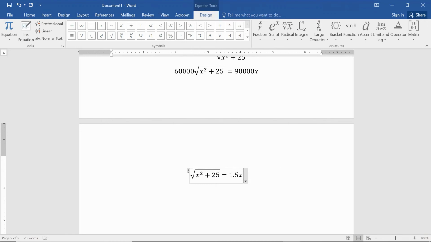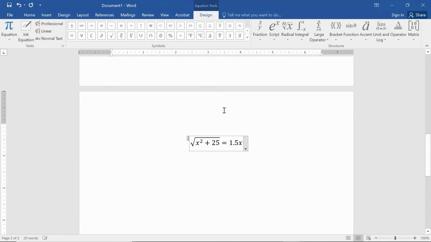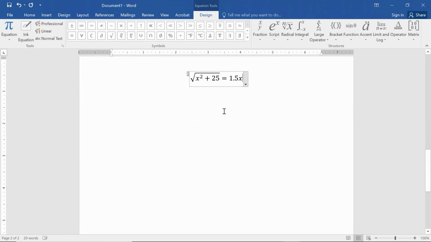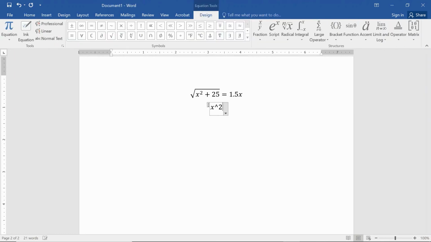Now I'm going to square both sides. Again, the book squares both sides at an earlier stage, and that's perfectly fine. Just if you square both sides at that stage, you're dealing with pretty big numbers. So it's a little bit easier to square both sides at this stage. If you square both sides here, you'll notice that you get x squared plus 25 on the left-hand side.